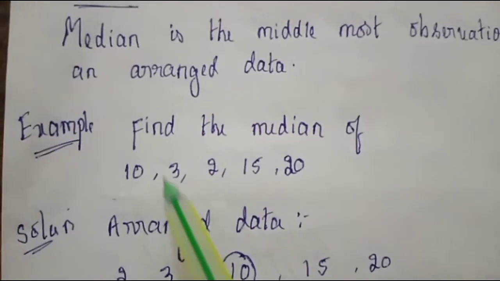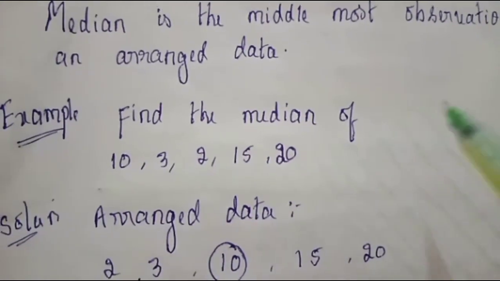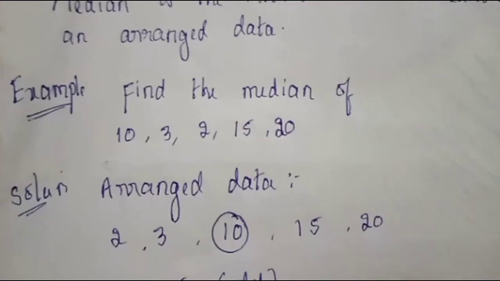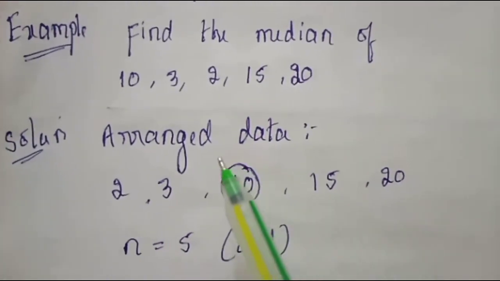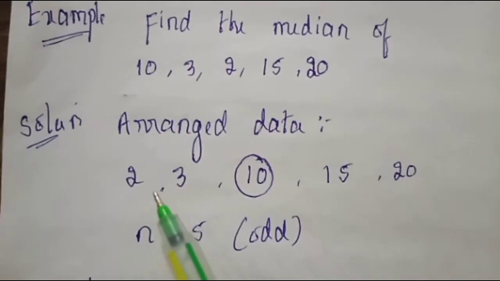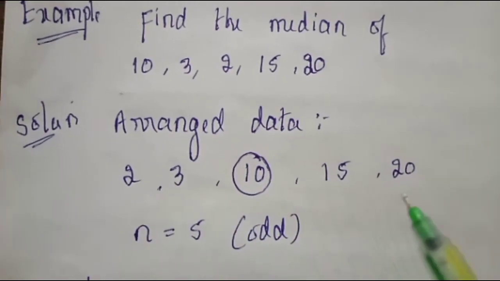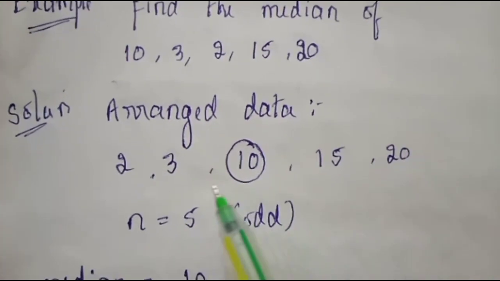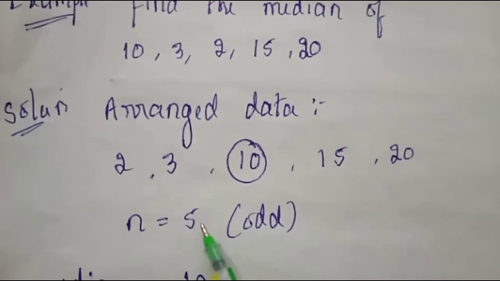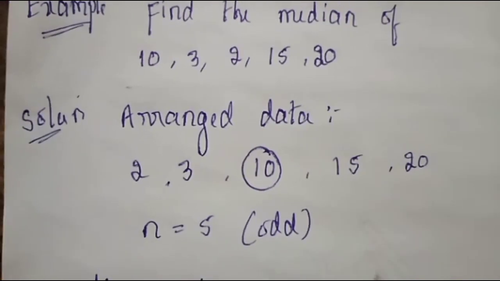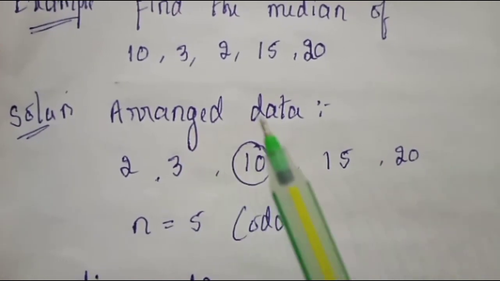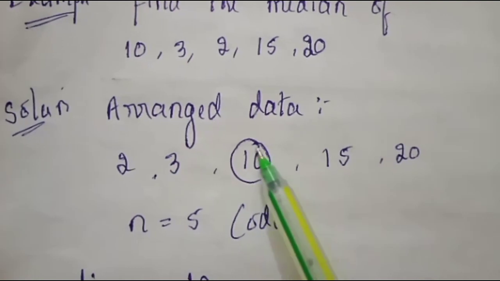Now let me take one example. Find the median of the data 10, 3, 2, 15 and 20. Now let us arrange the data. The arranged data, from smaller to bigger, that is ascending order, is 2, 3, 10, 15 and 20. You can see here the number of observations is 5, which is an odd number of observations. Remember always, when there is an odd number of observations, you get only one middlemost value.